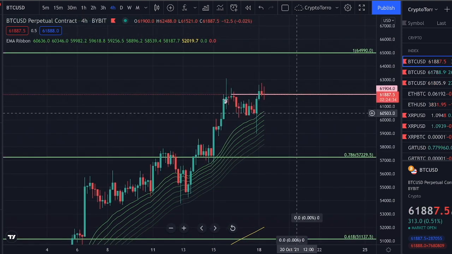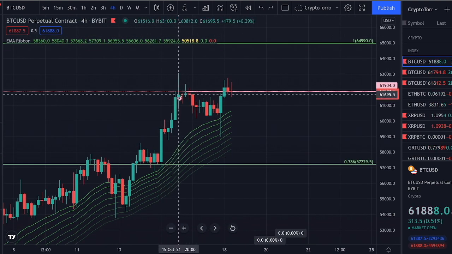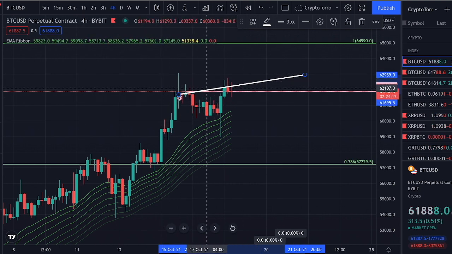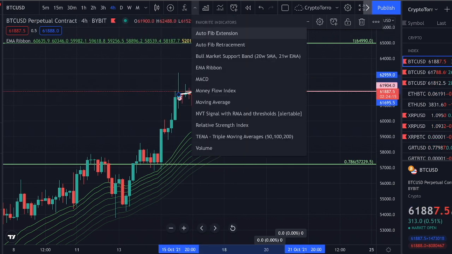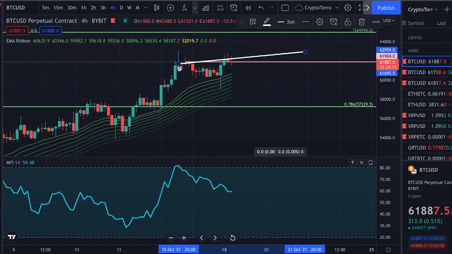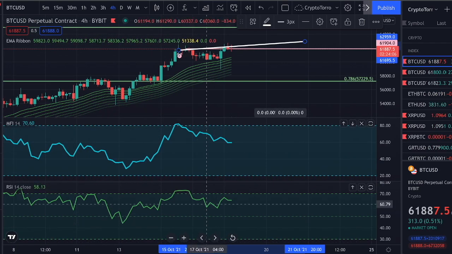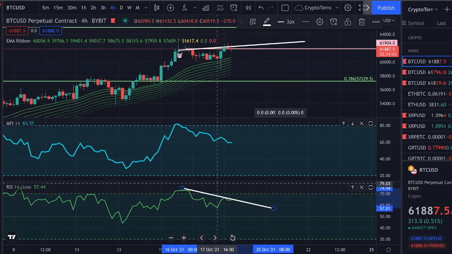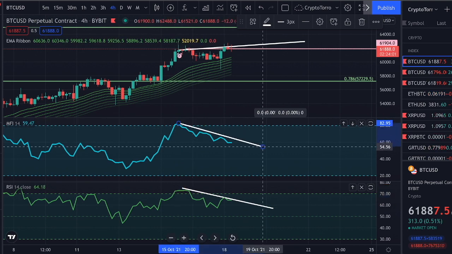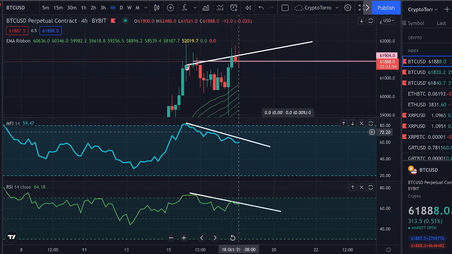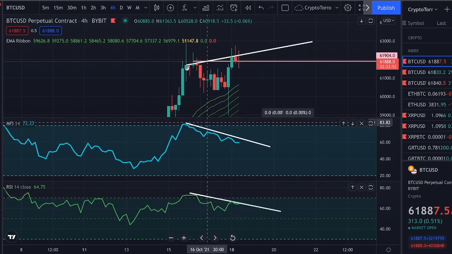So let's get started on Bitcoin. What I'm seeing over here is something that I do not appreciate a lot. We are clearly seeing a slightly higher high getting formed on Bitcoin as well. If we take a look at the money flow and at the RSI, we are seeing, unfortunately, a lower high on the RSI and a lower high on the money flow. Therefore, this is a confirmed bearish divergence on the RSI and on the money flow. So that is something you have to take into consideration right now.